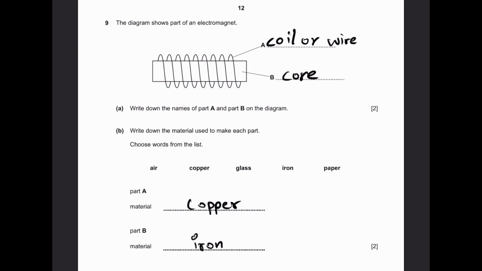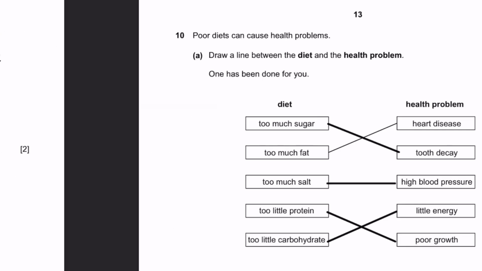Use words from the list. Part A material is, because we need to make this electrified or an electromagnet, we need some electric conductor to be in part A. That can be copper out of these 5. And part B, we need a metal so that it'll be able to use the electric energy and then convert it into magnetic force, which will make it an electromagnet. And the metal can be iron. That's the answer. Question 10.